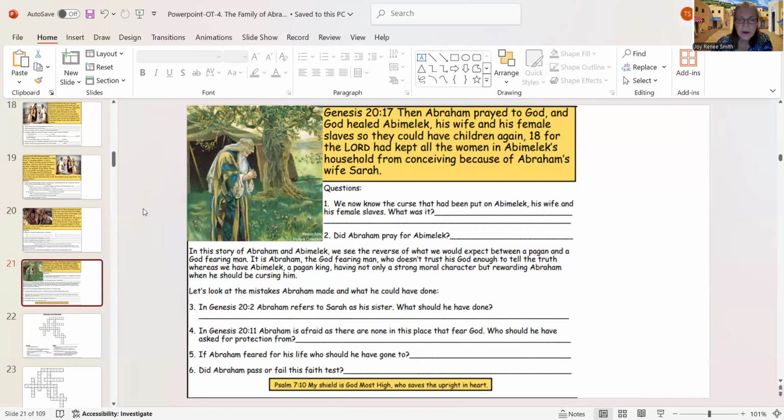In Genesis 20, Abraham refers to Sarah as his sister. What should he have done? Abraham should have referred to Sarah as his wife. In Genesis 20:11, Abraham is afraid as there is none in this place that fear God. Who should he have asked for protection from? God himself. Number 5, if Abraham feared for his life, who should he have gone to? God himself. Number 6, did Abraham pass or fail this test? He failed it. And Psalm 7:10, my shield is God Most High, who saves the upright in heart. So this was one test Abraham did not pass.